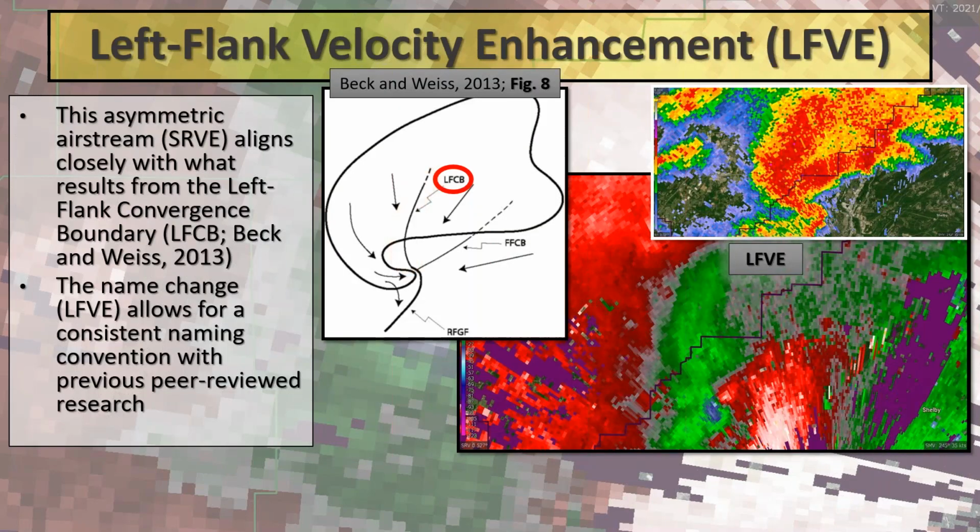So again, the left flank velocity enhancement is an airstream that aligns pretty closely with what researchers such as Beck and Weiss have shown with the left flank convergent boundary, hence the name change. We feel that it's better to be consistent in the naming convention, and this lines up best with that peer-reviewed research and others as well. So again, we're looking at the same area here. In this particular instance, it's an inbound signature originating from the forward flank downdraft region.